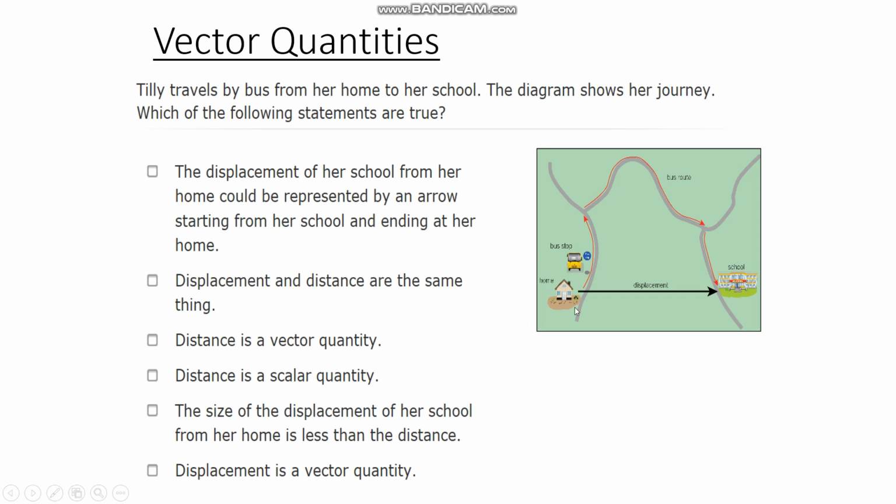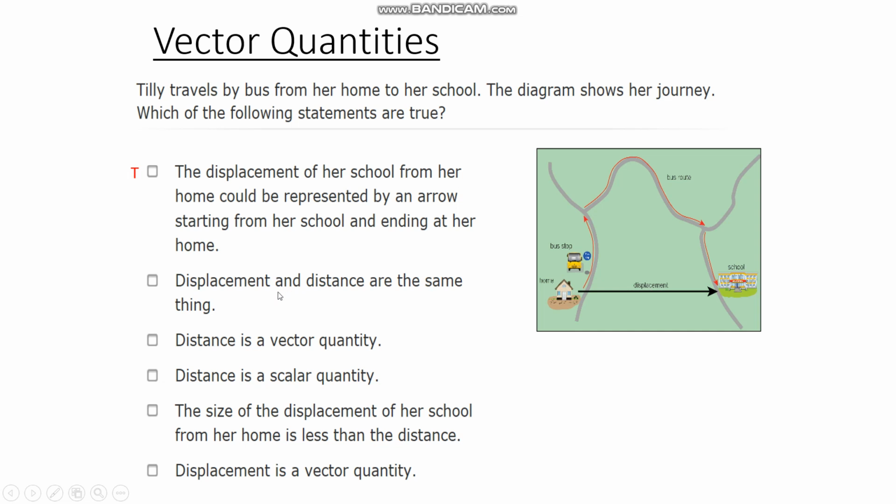So if we look down here, there's her home. She goes by road on the bus, following this route here, like so. And it then says which of those statements is true. It says the displacement of her school from home could be represented by an arrow starting from her school and ending at her home. Displacement is a vector quantity. It's distance in a given direction. So that first statement there is true.